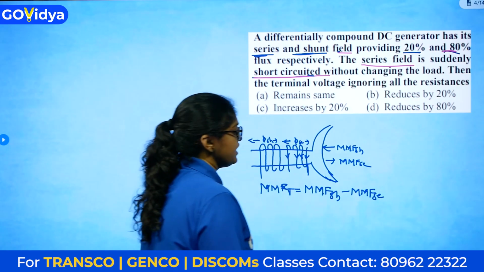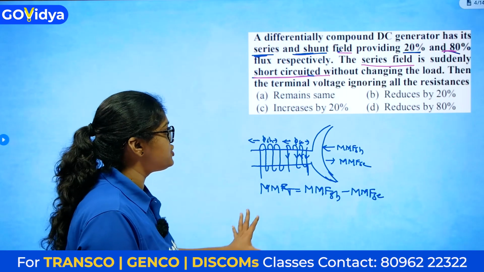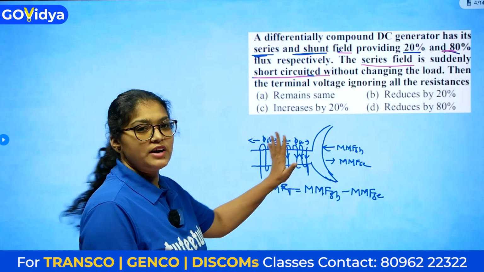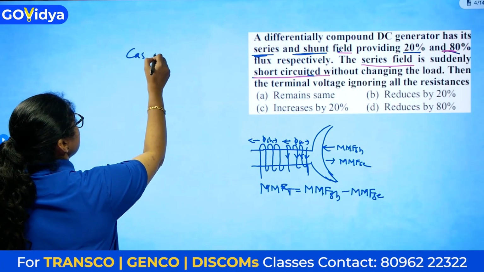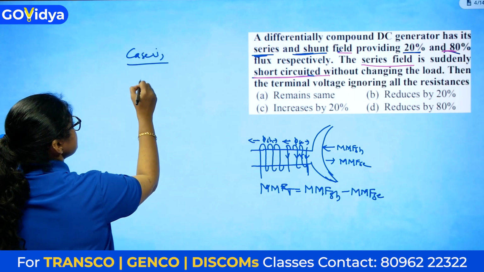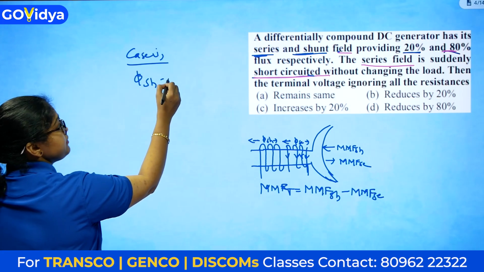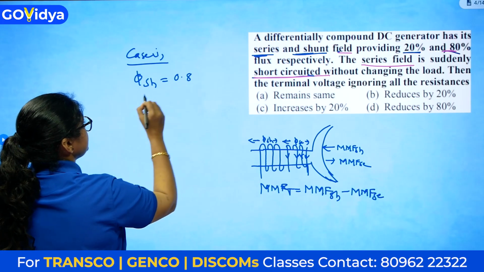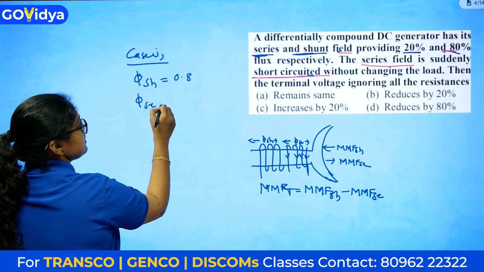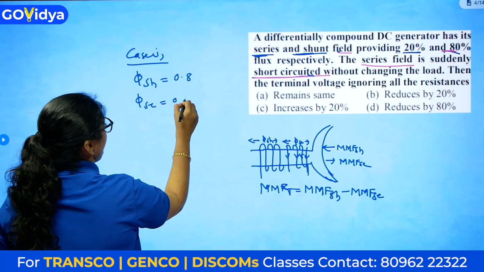So this is the basic thing you have to know about the differential compound DC generator. Now let's solve the problem by taking the two cases. In the first case, phi SH will be 80%, which means we can take 0.8. Series is 20%, which is 0.2.